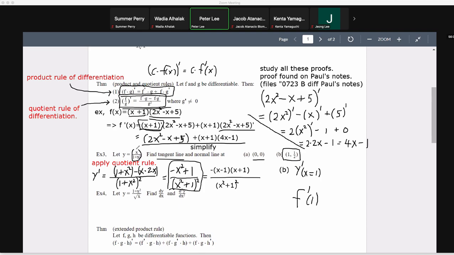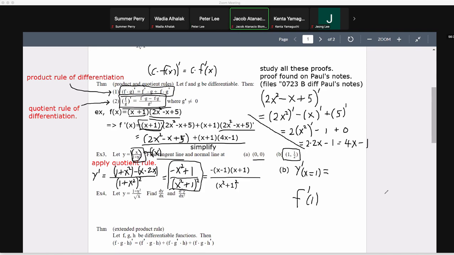If you want to write it with f of x instead of y here, you have to say that y is indeed equal to f of x. If you say that this is equal to f of x, then you can use the notation f prime. Otherwise, you can write it this way. So what is y prime or f prime at x equals 1? Plug it in, what do you get? Can somebody tell me what that is? It's 0.